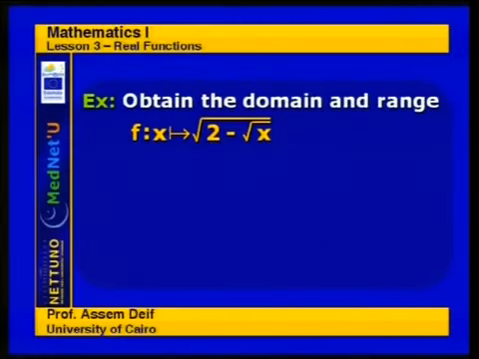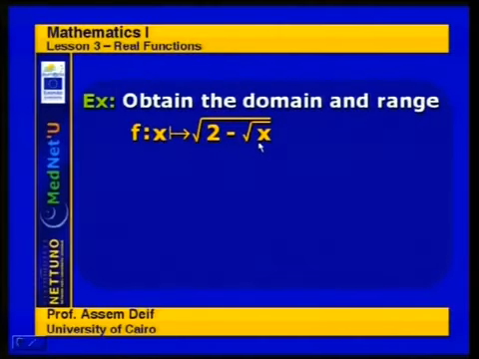Now, obtain the domain and range of a function like this one. It's easy. Without even drawing, some students usually ask the question, should we always graph the function? Because they find difficulty in graphing functions, this is why they might use calculators. But you don't have to. It's easy. Here you have square root of 2 minus square root of x. Suppose we want to study this function.